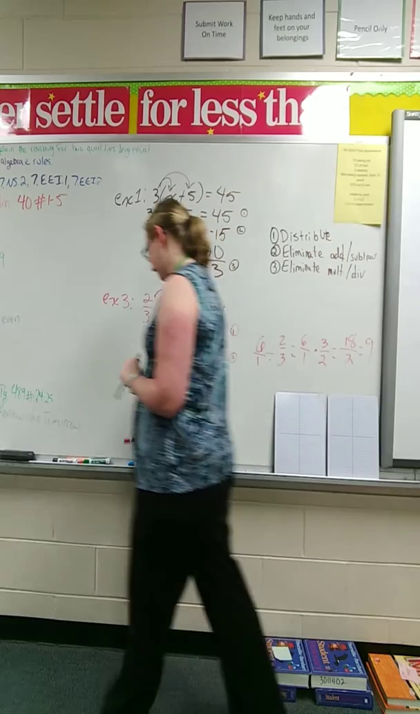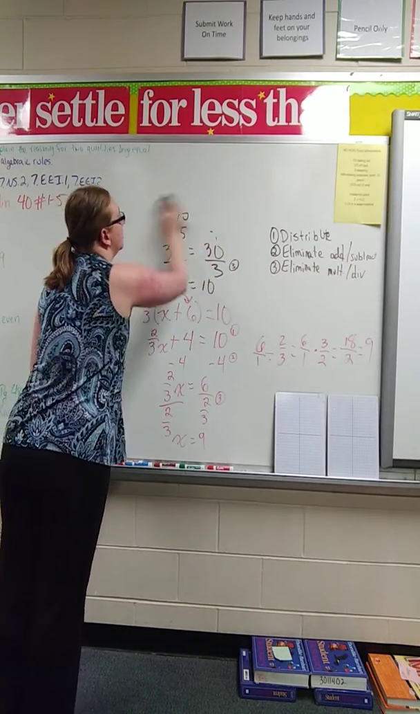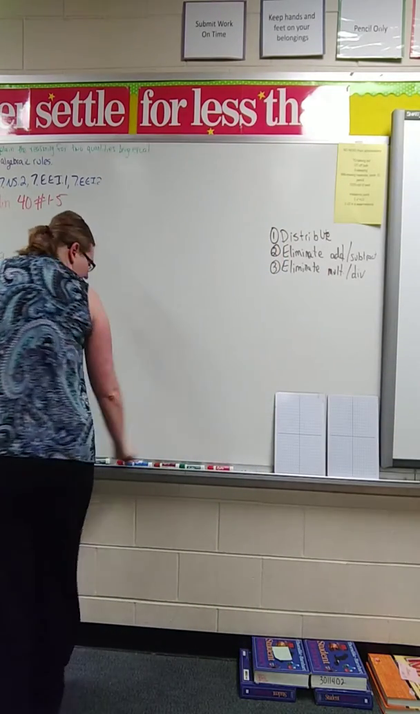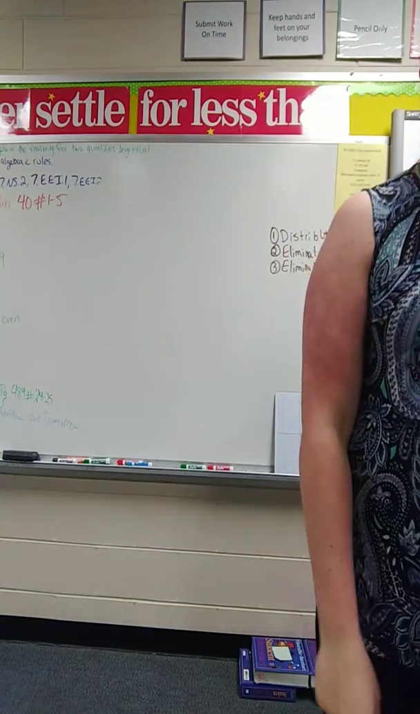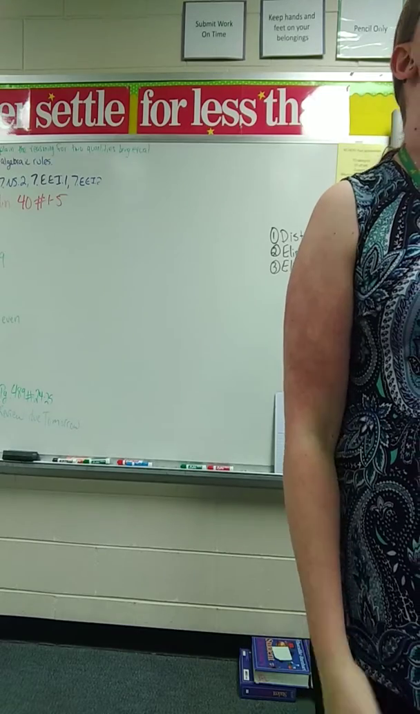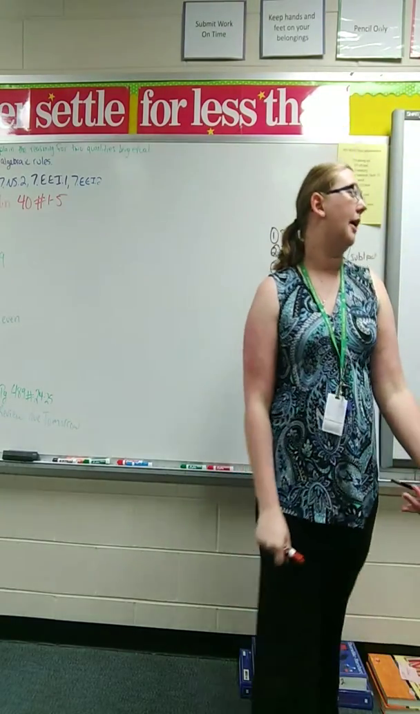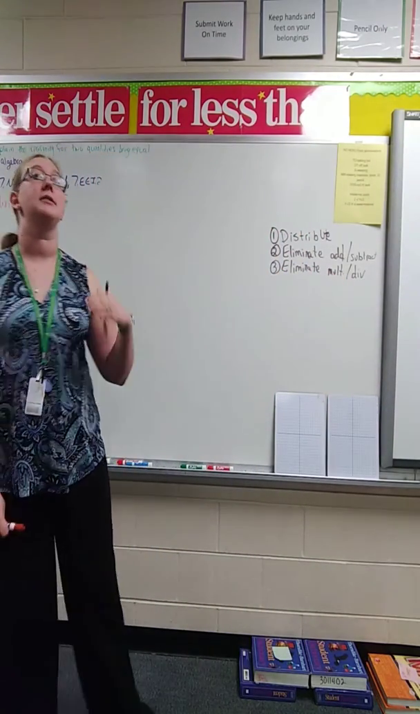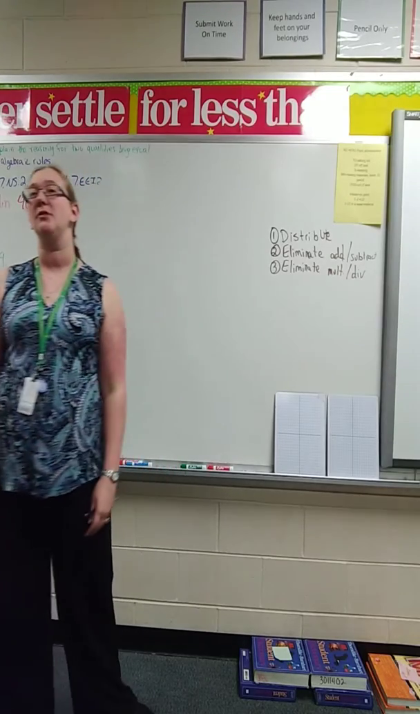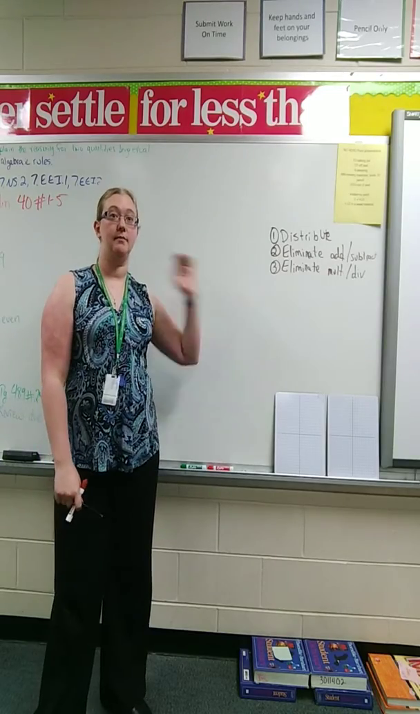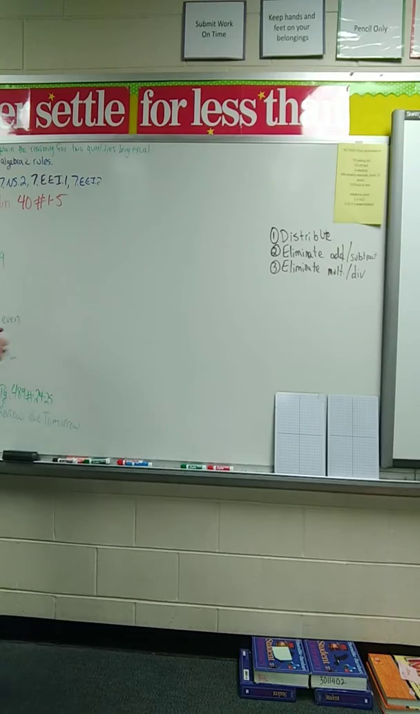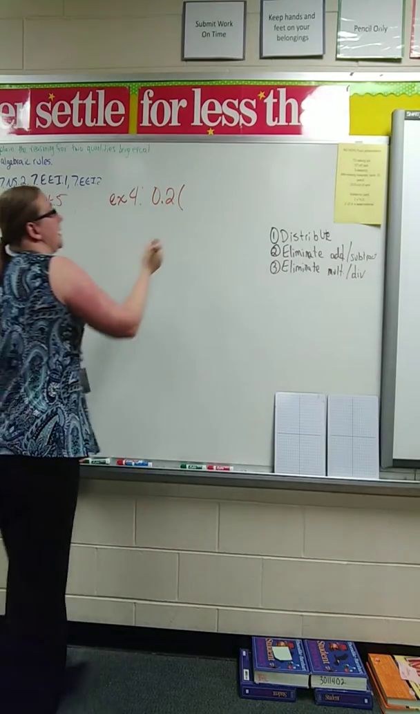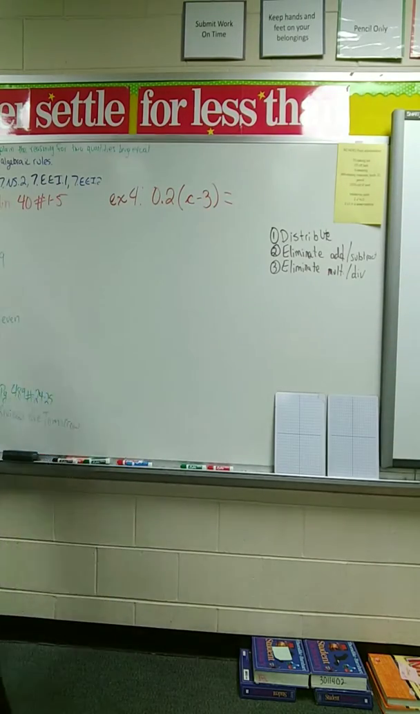Another example. Because we're working with the process, if we have rational numbers outside of that set of parentheses, our process doesn't change. We might have more fractions or more decimals that we have to work with, but these 3 steps don't change. So if we look at example 4, we have 0.2 times the quantity C minus 3, and that is equal to negative 10.